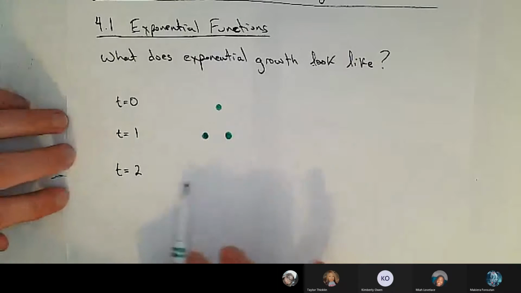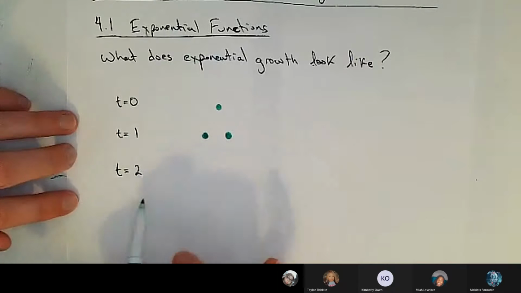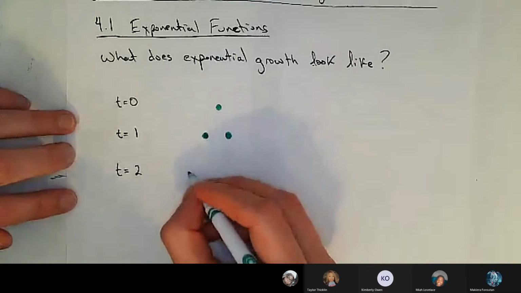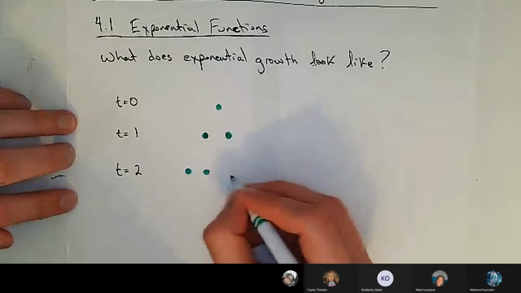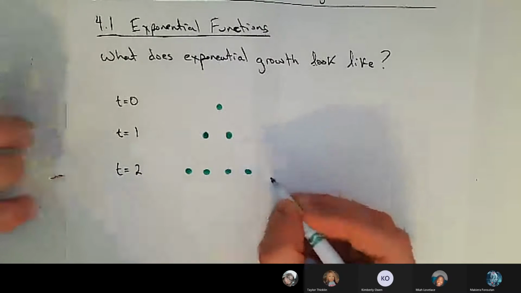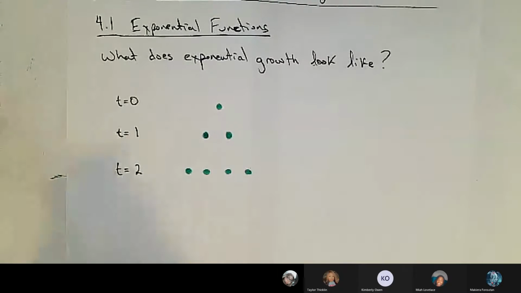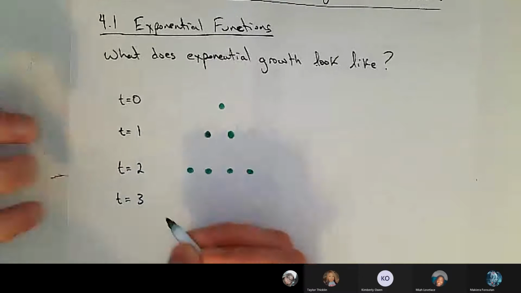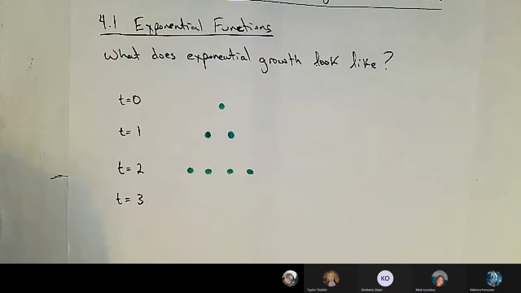Let's say now in another hour later, so after 2 total hours, it's going to split again, but now there's 2 of them, so they each split. So they each split, and now there's 4. And then what if we said, let's do one more hour, and then I'll pose a question.